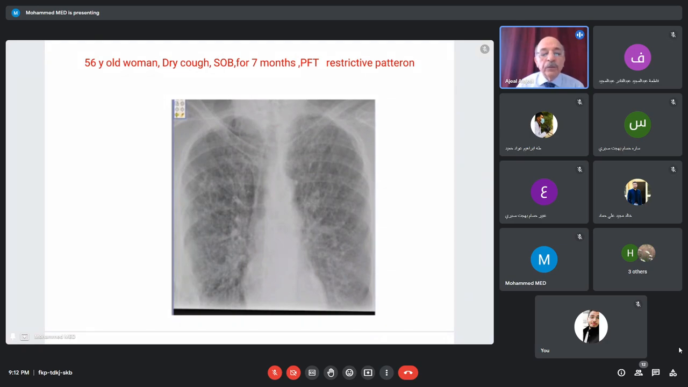Okay, this is a 56-year-old woman complaining of a dry cough and shortness of breath for 7 months, and her pulmonary function test showing a restrictive pattern. Again, this is fibrosing alveolitis, and you can see the chest X-ray here. The heart is a spindle, and the chest looks hyperinflated. Next slide, please.